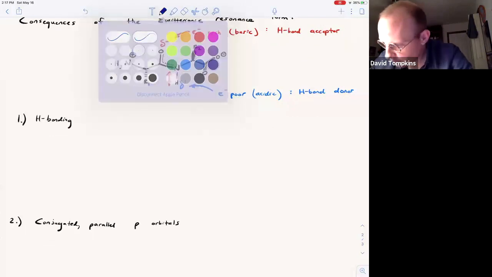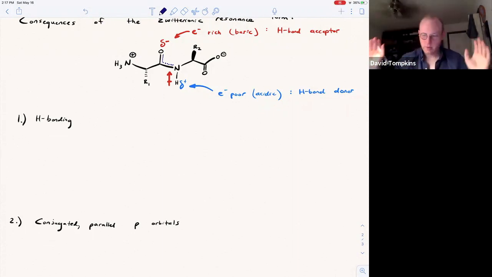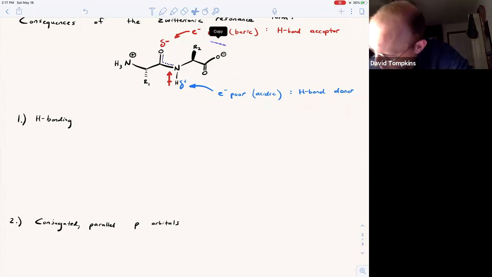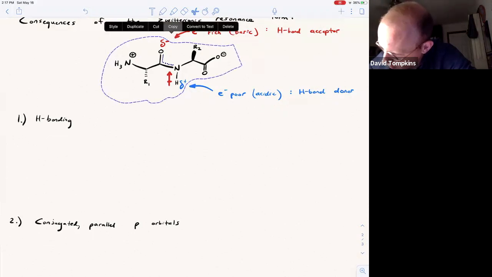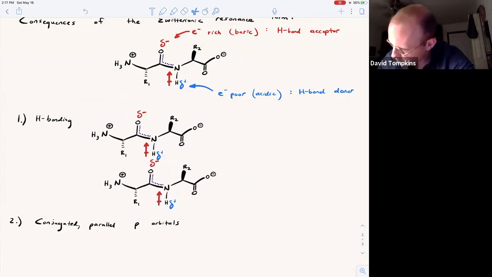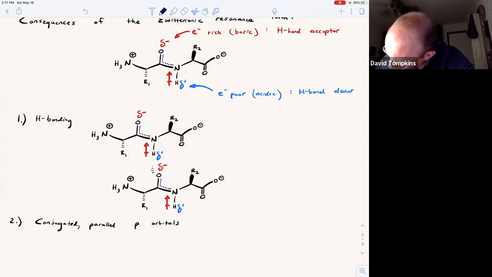So every single peptide bond, with the exception of proline, as we'll discuss later, is going to have this hydrogen bonding capability where you can make two of these interact with one another, where the amide oxygen of one can interact via a hydrogen bond with the amide proton of another. So that is your hydrogen bonding.